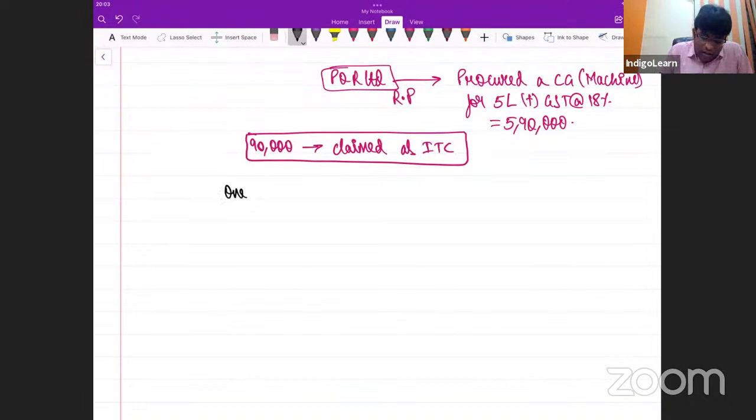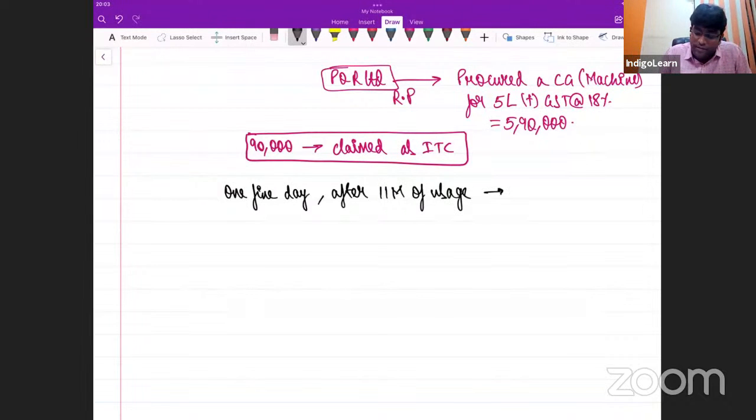Now imagine, one fine day, after 11 months of usage, he sold the capital good for 3 lakh rupees. He sold the capital good for what value, sir? 3 lakh rupees. Then what the law says is, government's ego is hurt.